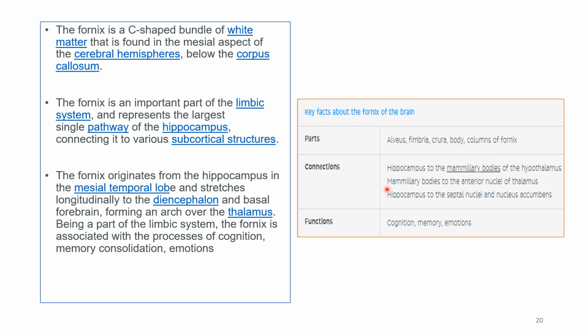Its connections are: hippocampus to the mammillary bodies of the hypothalamus, mammillary bodies to the anterior nuclei of the thalamus, hippocampus to the septal nuclei and nucleus accumbens. So mainly it connects the hippocampus to various subcortical structures.